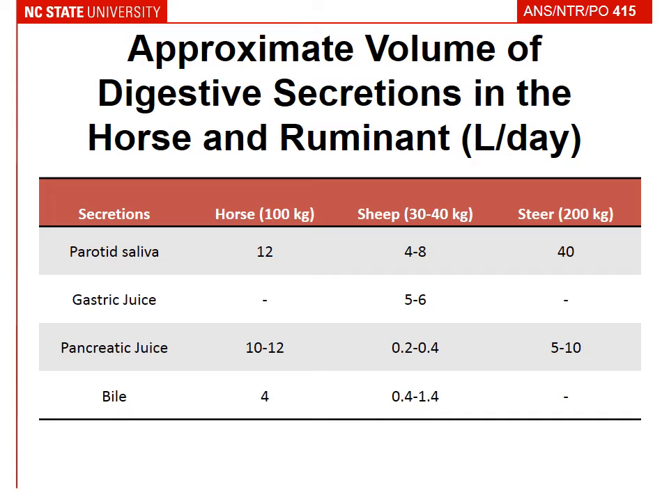And then the horse has 4 liters per day of bile that's secreted. Interestingly, horses do not have a gallbladder. We'll talk about the gallbladder in a little bit. So all this bile is coming directly from the liver. Sheep has significantly less bile than the horse.